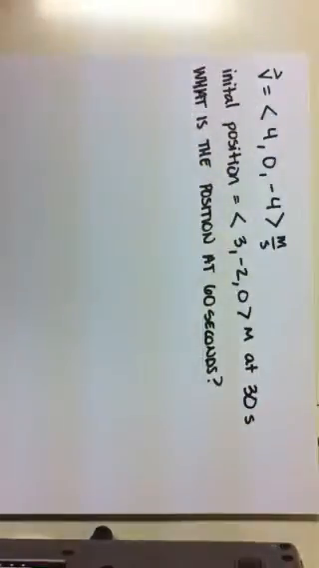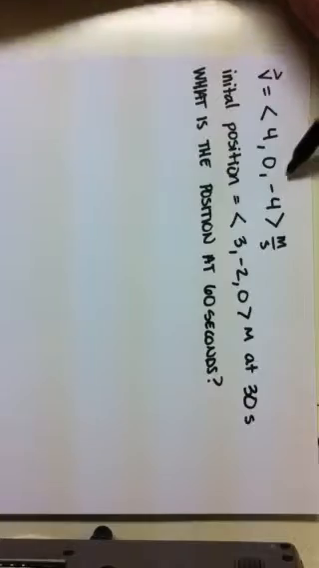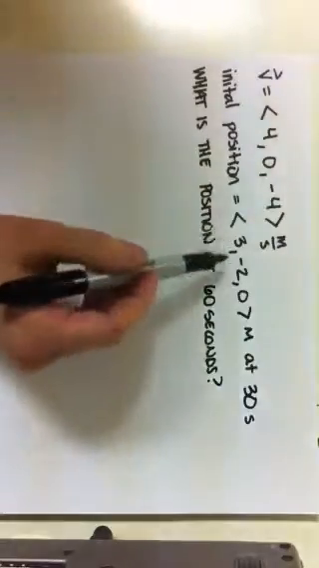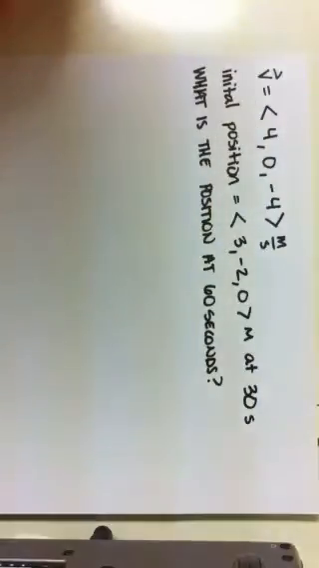Let's assume that we have an electron, and this electron is moving at a constant velocity. The constant velocity is 4, 0, -4 meters per second. And this is simply the x, y, and z component of that particular vector being the velocity. Now we already know the initial position. Our initial position is 3, -2, 0 meters, and that is at 30 seconds.